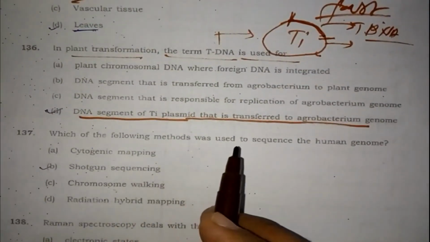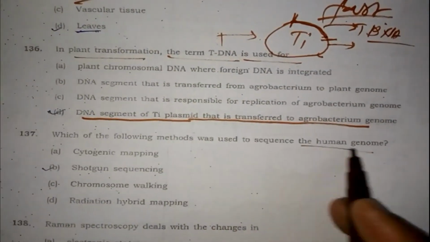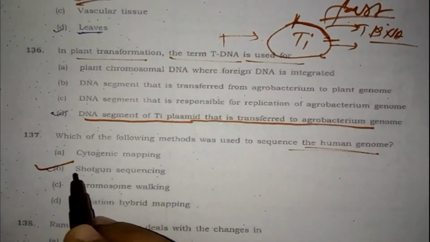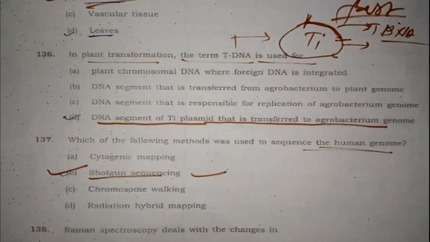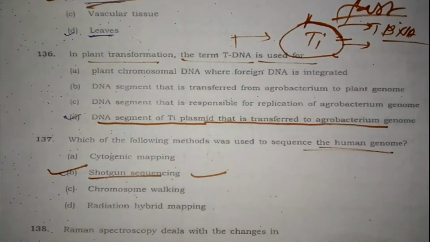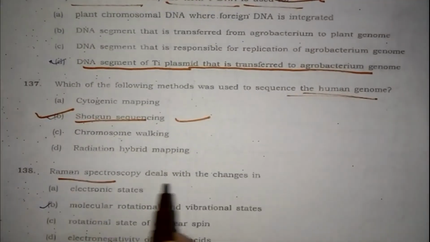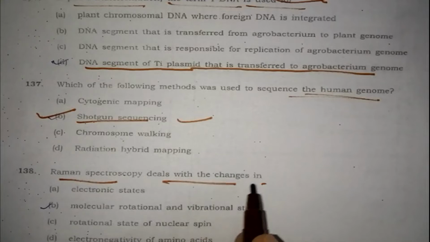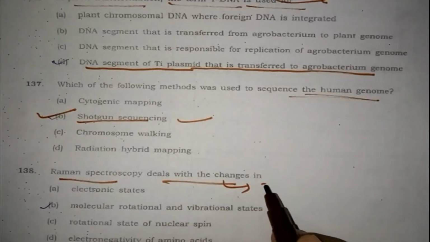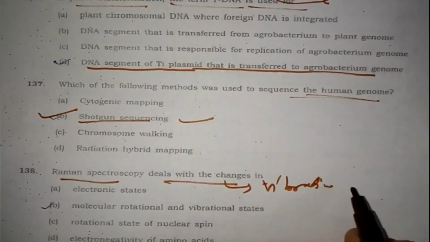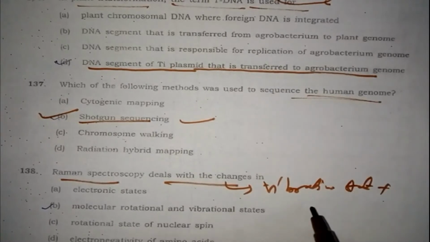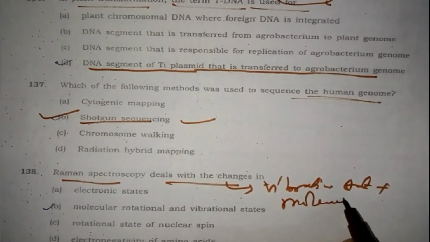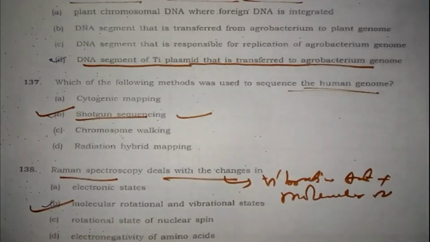Which of the following methods is used for sequencing the human genome? Shotgun sequencing was used for human genome sequencing. Raman spectrum deals with the change in, so it basically utilizes vibrational states plus molecular rotational states. So the answer will be B.